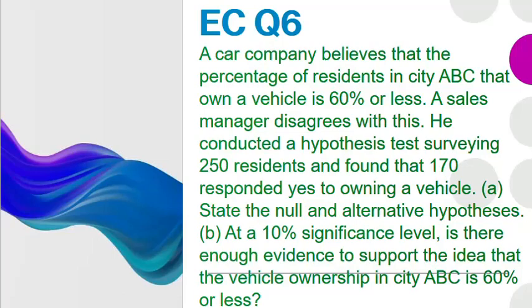And there are two parts to the question. Part A says, state the null and alternative hypotheses. And part B says, at a 10% significance level, is there enough evidence to support the idea that the vehicle ownership in city ABC is 60% or less?